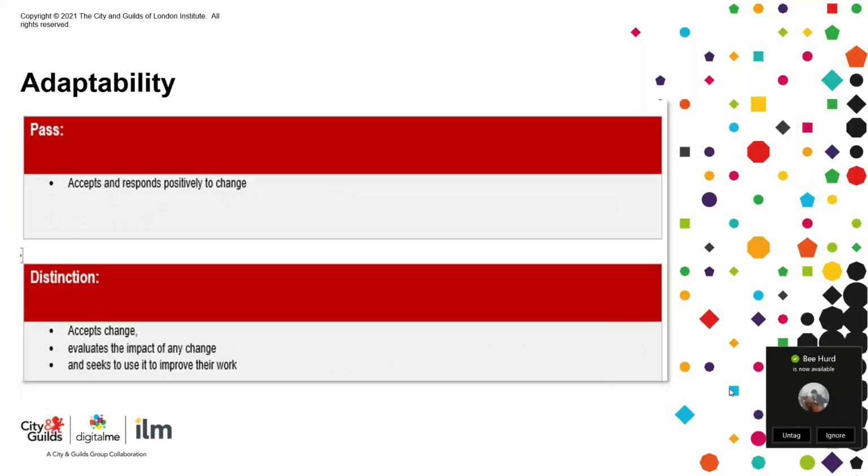Adaptability. Adapting to change positively is achieved by most apprentices at pass level. At distinction level, evaluation of the change is often not detailed enough. A simple "it went well" is not an evaluation, and this needs to be covered in sufficient breadth and depth for it to be properly thought through.